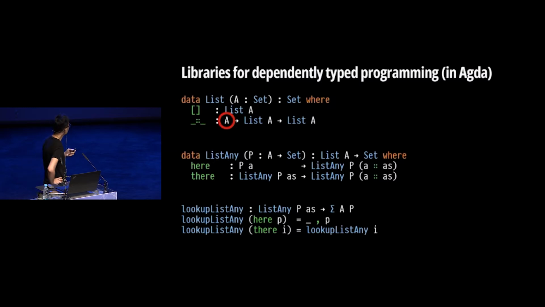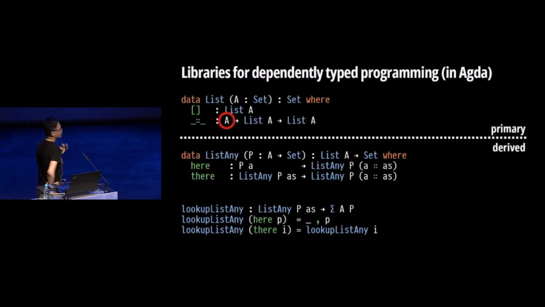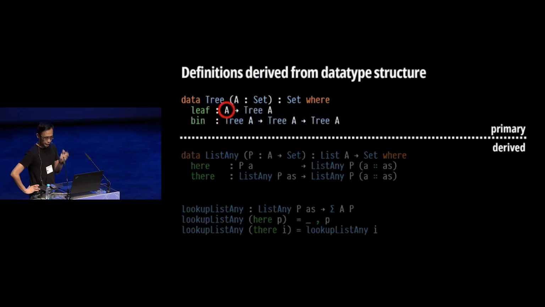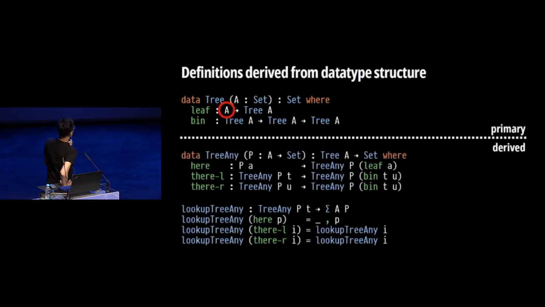For example, this lookup function basically extracts the element being pointed to, and also the proof that it satisfies P. What's interesting here is that this Any construction is not specific to lists. Whenever we have a container-like data type, we expect that there's a corresponding Any data type and lookup function. For example, the library may also have this data type of binary trees that has elements stored in their leaves. Then we would expect that the library should also provide this tree Any data type and a lookup function.